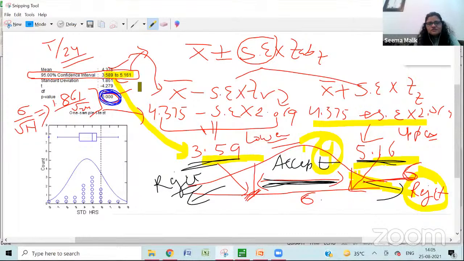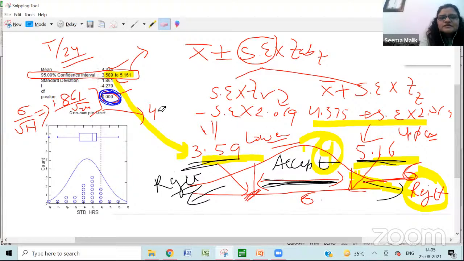And my test value 6 lies beyond this limit. That is why I rejected my hypothesis. And if my value is 4, it lies between this confidence interval. I have full confidence. Okay, my value is 4. It means my hypothesis is accepted.